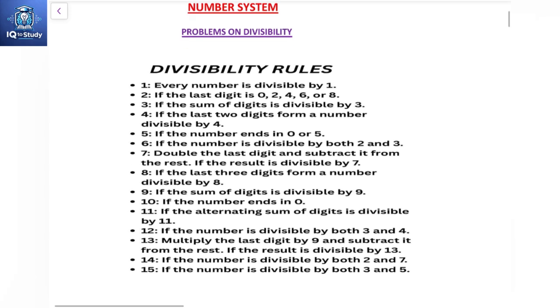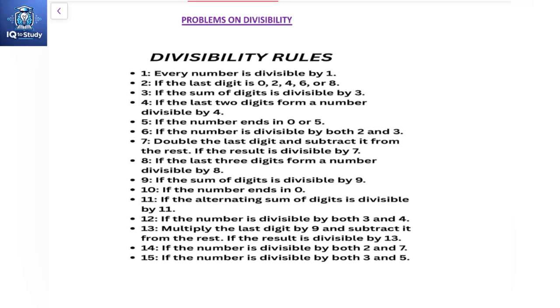For 1, every number is divisible by 1. For 2, if the last digit is 0, 2, 4, 6 or 8. For 3, if the sum of digits is divisible by 3. For 4, if the last two digits form a number divisible by 4. For 5, if the number ends in 0 or 5. For 6, if the number is divisible by both 2 and 3.